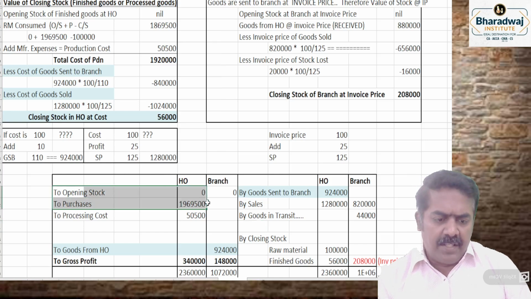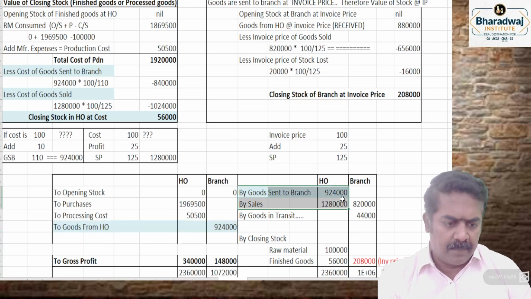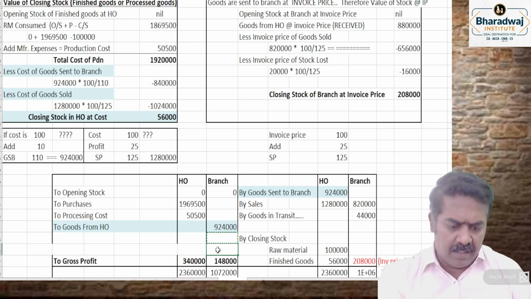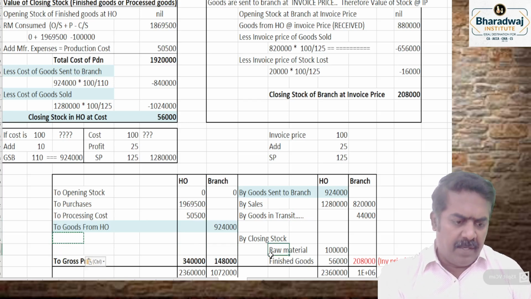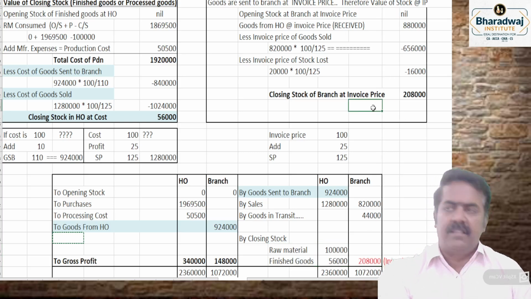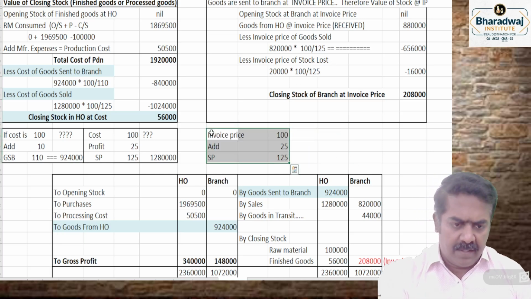I repeat, opening stock is not there, purchases are there, processing cost is given, goods from head office: debit the receiver, credit the giver. Closing stock is available. Raw material means unprocessed goods, finished goods means processed goods. Anything else we have to record? Think and tell me.